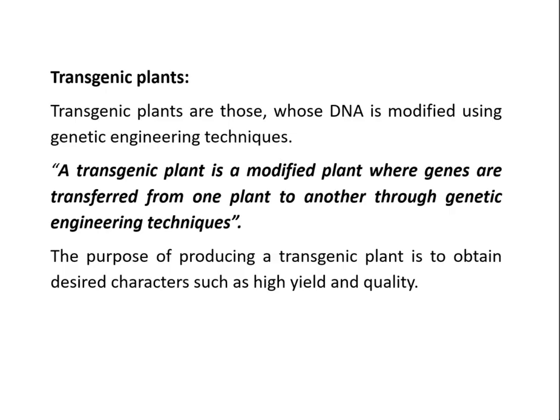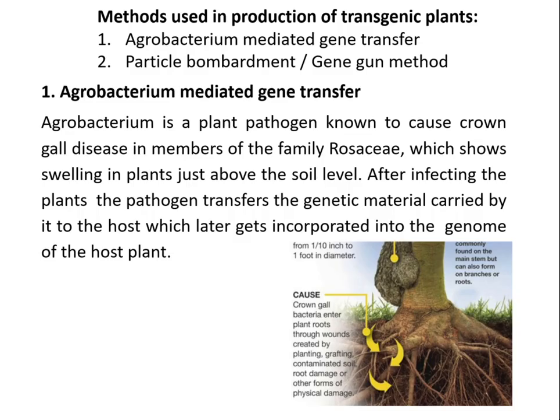The purpose of producing this transgenic plant is to obtain the desired characters which are not present in the earlier plant. What are those desired characters? That is in terms of yield and also in terms of quality. With regard to the production of transgenic plants, we have two methods. Number one is the agrobacterium mediated gene transfer method, and the second method is the gene gun method.